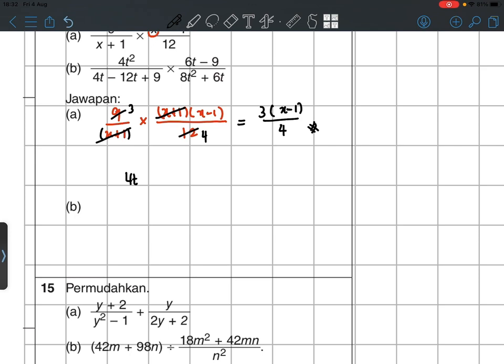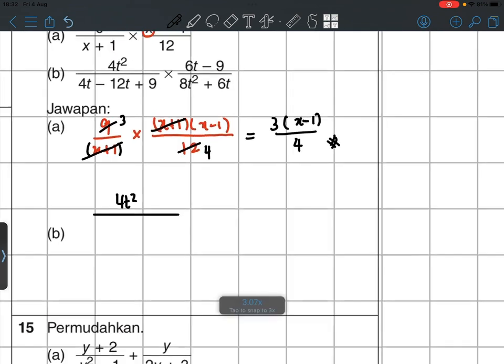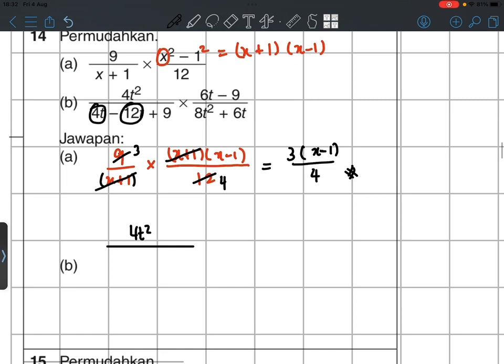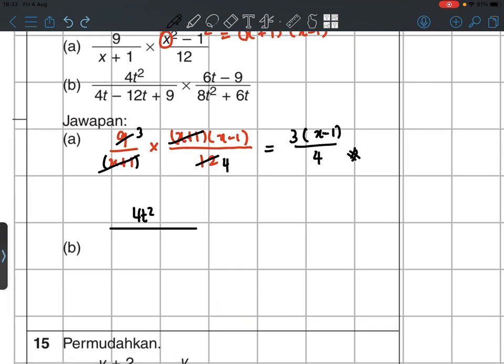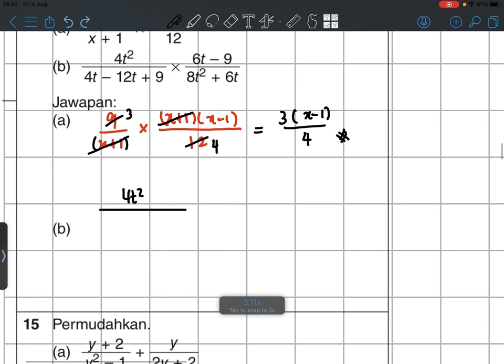So just write 4t squared first. Let's see, so this is 4t minus 12t, right? 4 minus 12 is minus 8, so it's minus 8t plus 9, multiplied with the next part. We can factorize this.